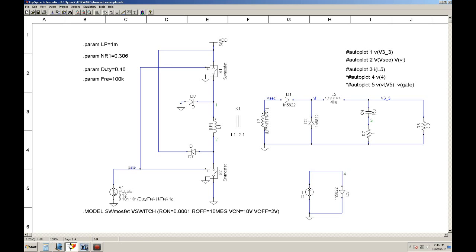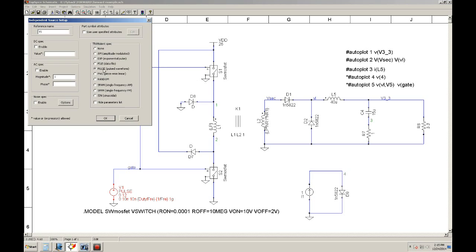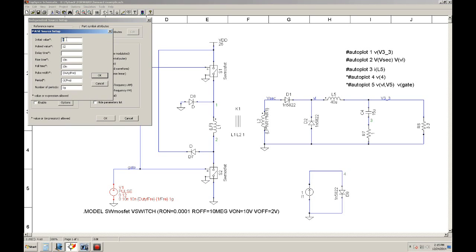Okay, and then for my input stimulus, I defined the voltage that will turn on the MOSFET. So the initial value would be 0, pulse 12 volts, rise time 10 nanoseconds, fall time 10 nanoseconds, and then to define the pulse width, I basically define it as a parameter again. And to define a parameter, you put the curly brackets, and it's duty cycle divided by frequency, close curly brackets. And the period is going to be the reciprocal of frequency. And again, you define it by putting the curly brackets.